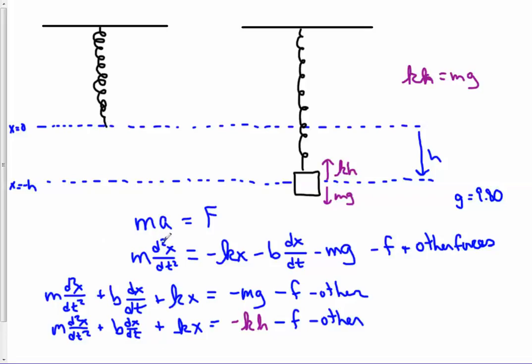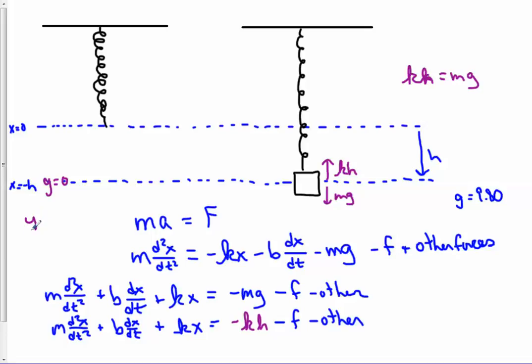But what I'm going to do now is shift that. I'm going to make the new position variable y, and I'm going to set it to be 0 where things are at rest when the block is attached. So right here will be y equals 0. And then this would be y equals positive h, and up from there, and of course negative would be down from there. So I'm just shifting the 0 position from here down to here.